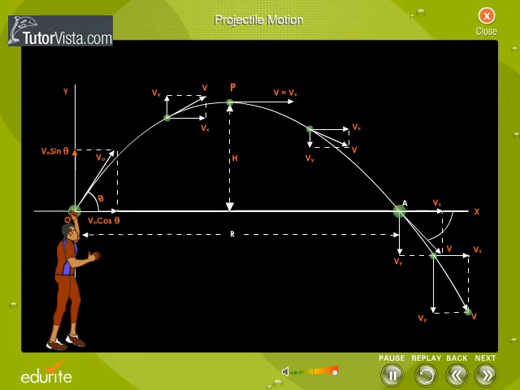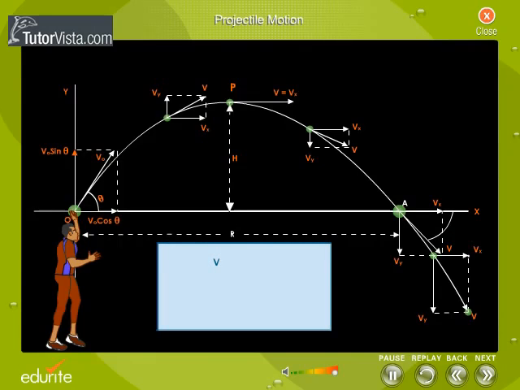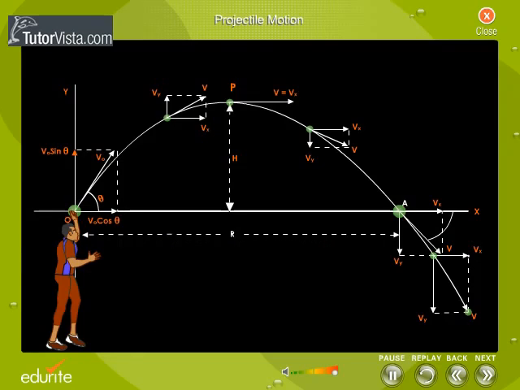Let us now find out the resultant velocity of the projectile at any instant. The resultant velocity V is equal to vector Vx plus vector Vy. By the parallelogram law of vectors, V is equal to the square root of Vx squared plus Vy squared. V is equal to the square root of (V0 cos theta) whole squared plus (V0 sin theta minus gt) whole squared. The direction of the projectile at any instant is given by the angle between the velocity vector and the horizontal. Tan theta is equal to Vy divided by Vx.